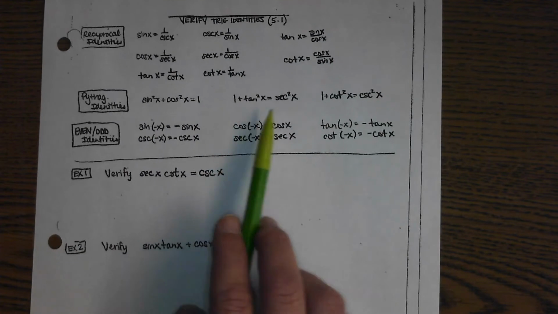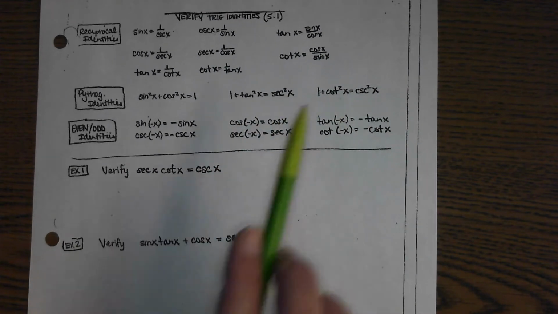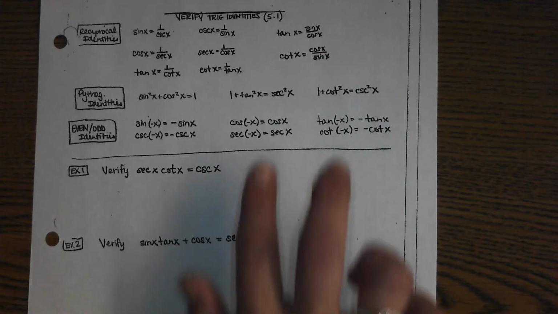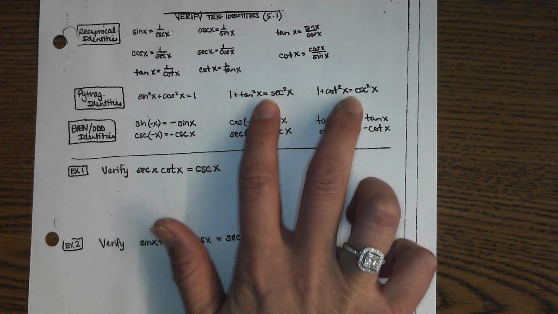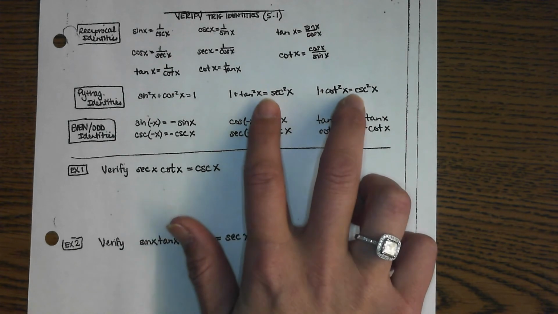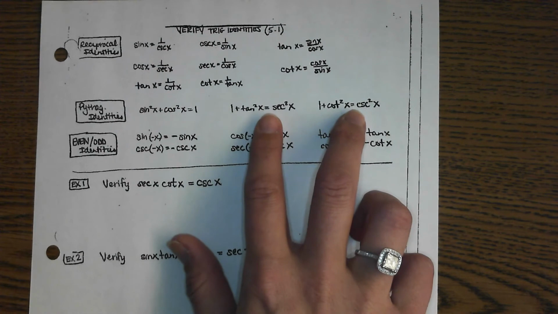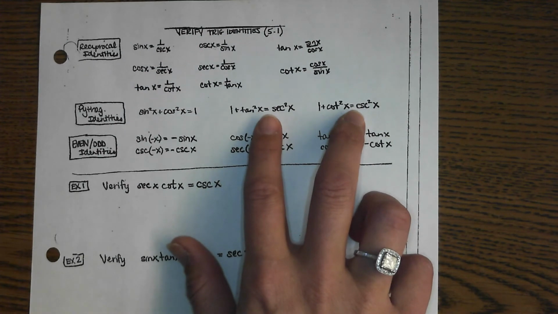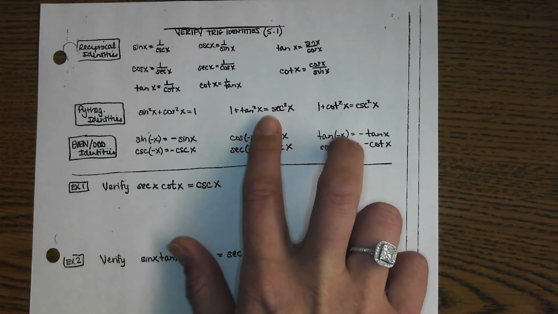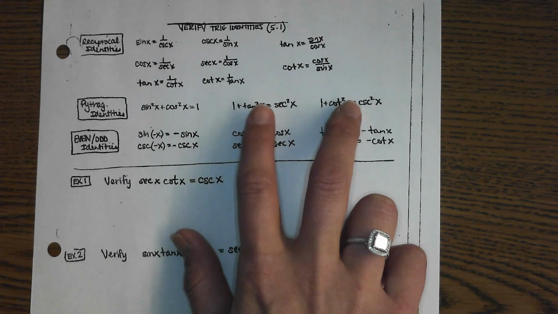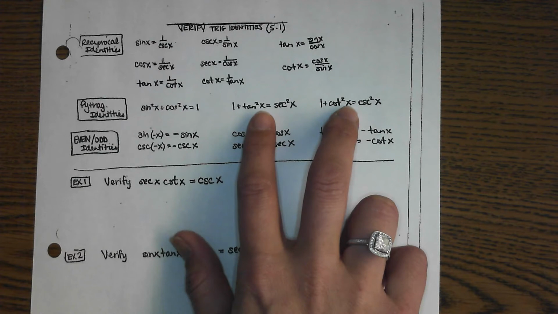Did you do these two last year? 1 plus tangent squared is secant squared. No. Okay. So these two, you also have to know, memorize, and be able to use. But I'm going to give you some helpful tips, because, again, the less you have to memorize, in my opinion, the better. So here's why you can avoid memorizing those two, and you can kind of derive them on your own.